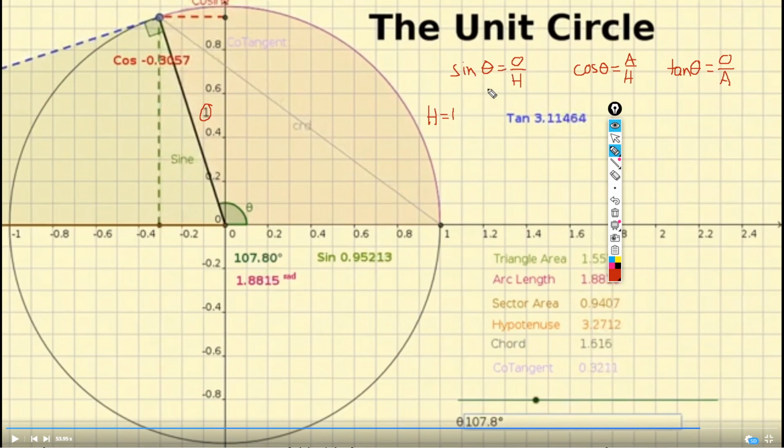So that means that these formulas are now kind of different, right? Sine of theta isn't equal to O over h because h is 1, and if you divide by 1, that doesn't change anything. So this is now just sine of theta equals O. And cosine of theta is equal to A over h, and h is equal to 1, so we're just dividing by 1. So now cosine of theta is just equal to A, because the hypotenuse is 1, because this is the unit circle.